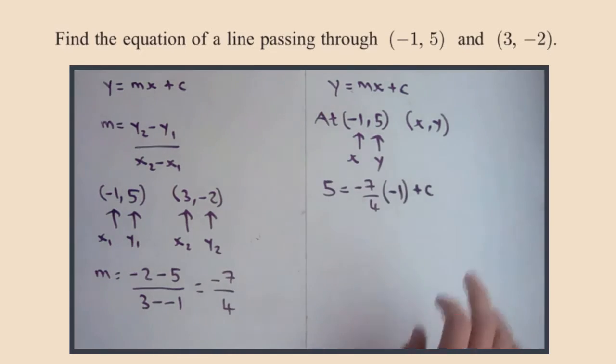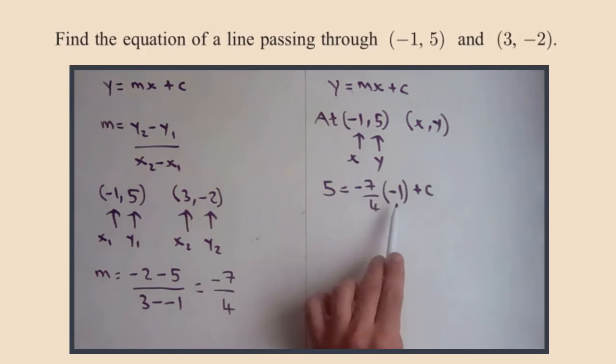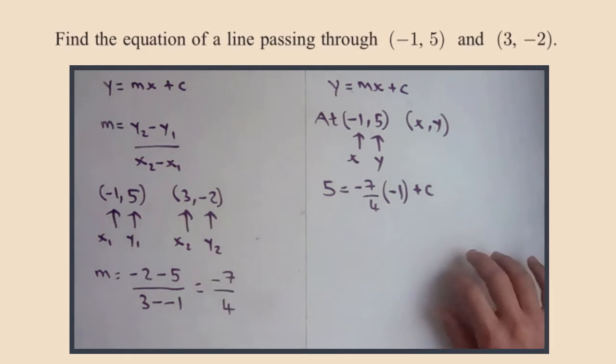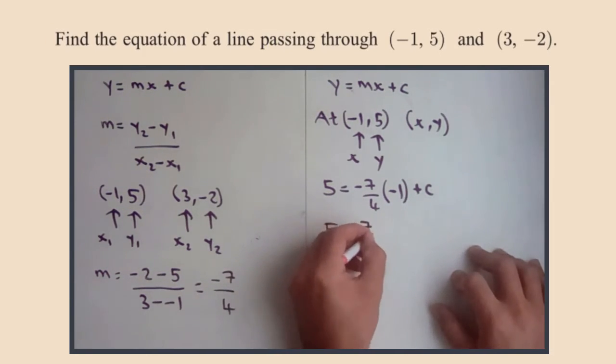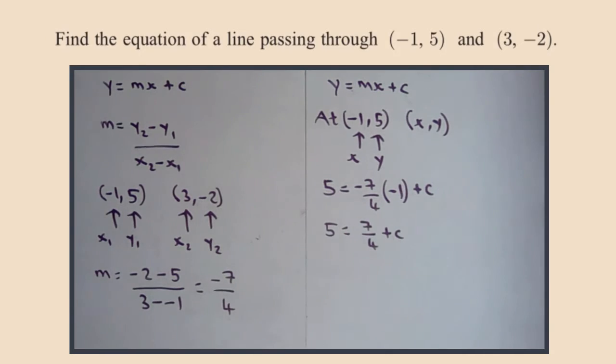So actually that -1 did make it easier, because when you times -7 over 4 by -1, all this -1 is going to do is change the sign. So it's just going to become 7 over 4. 5 equals 7 over 4 plus c. Now, there's 2 ways of doing this. I would suggest one's probably easier, depending on your fraction skill and confidence.